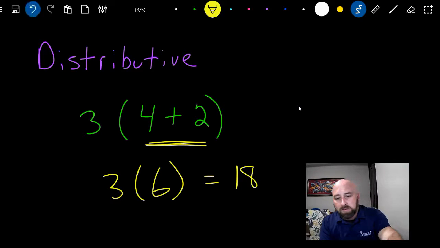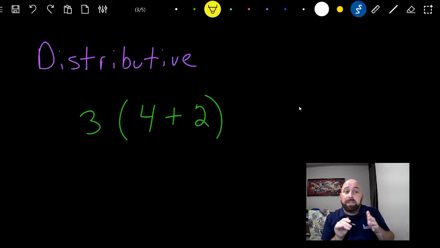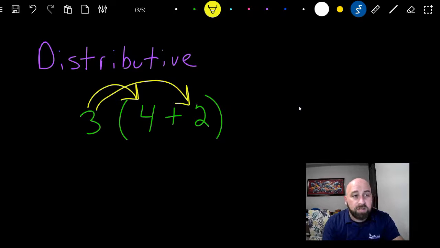Now, watch this. I'm going to show you the way. Instead of doing it that way, in algebra, we can take a little shortcut. We can do it a little different way. We can distribute the 3 to the 4 and the 3 to the 2. So basically, you get a 3 and you get a 3. Everybody gets a 3, okay? We're like Oprah here. We're giving everybody a 3.